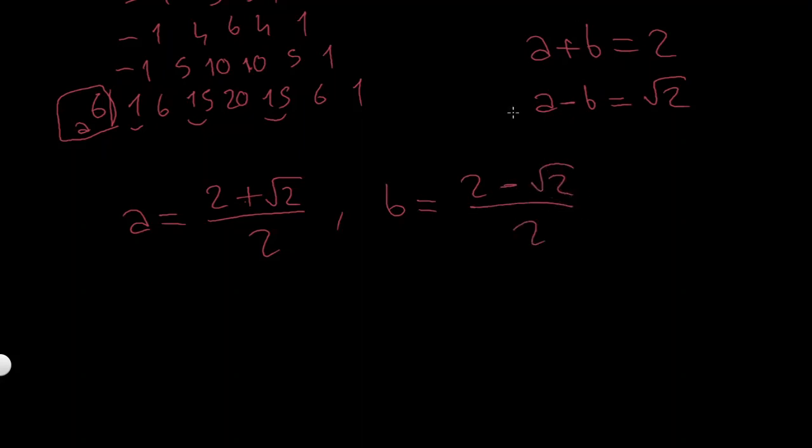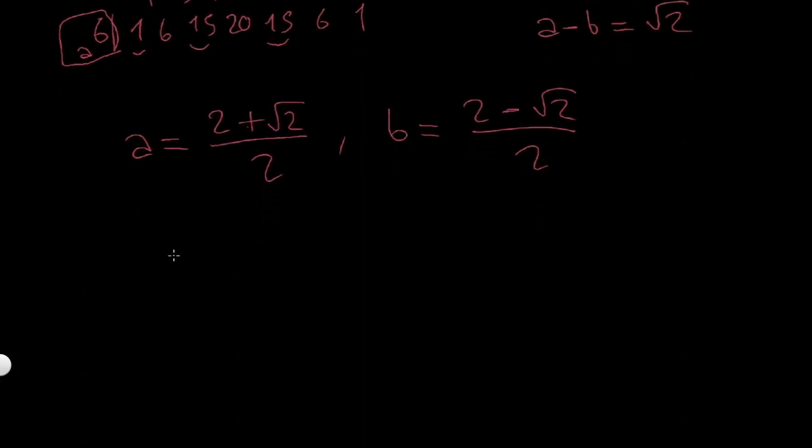I just added both of them up and divided by 2, and here I just subtracted both of them and divided by 2. So now I'm almost done. I knew that this is equal to square root of x and this is equal to square root of y.